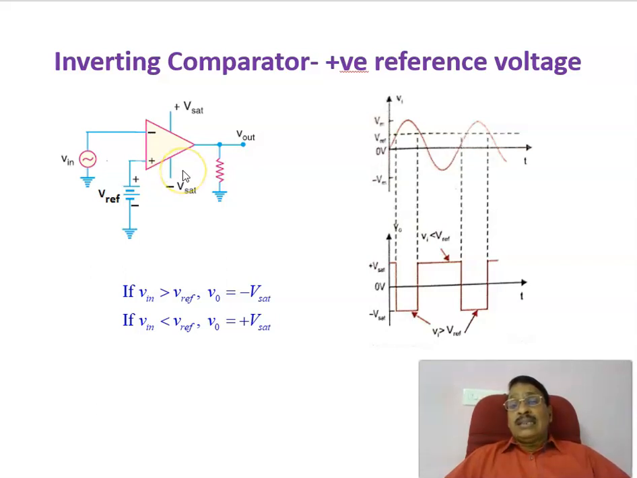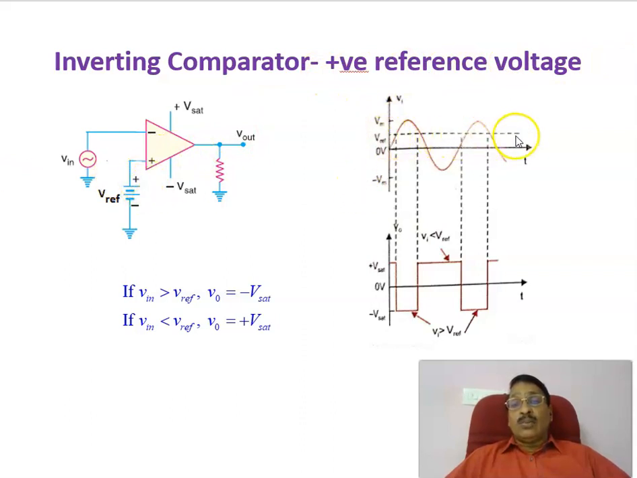Therefore, in this case, the equation is also changing, just interchanged: if input voltage is more than reference voltage, output voltage equal to minus V sat, and if input voltage is less than V reference, output voltage equal to plus V sat. It is just opposite to the previous equations discussed for a non-inverting comparator. For an inverting comparator, this is the rule to be followed, and this is the input waveform. And here with a positive reference voltage, we are applying a positive voltage.